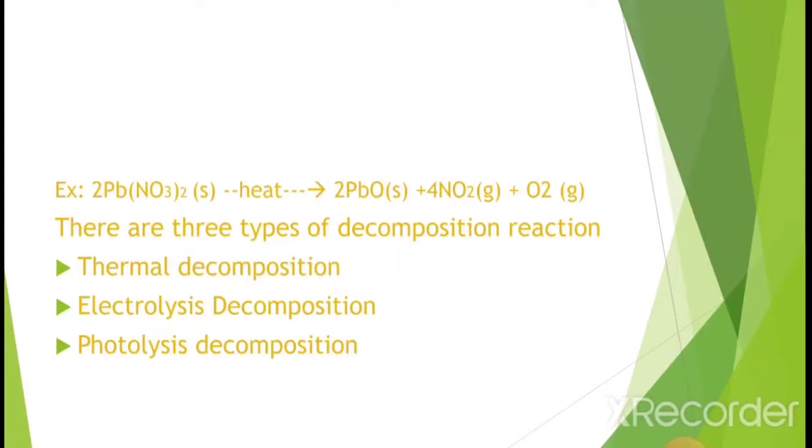So in decomposition reactions, there are three main types: thermal decomposition, electrolysis decomposition and photolysis decomposition. As you can hear from the name, thermal decomposition means the reaction takes place by heating, electrolysis is by electricity, and photolysis is by light. So let us see and understand it in detail.